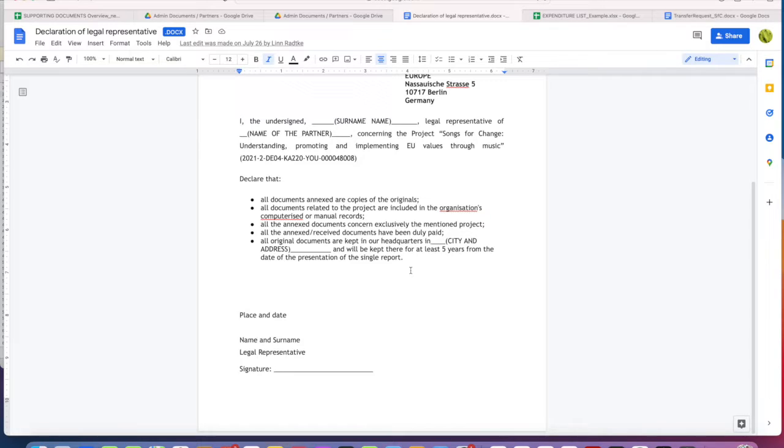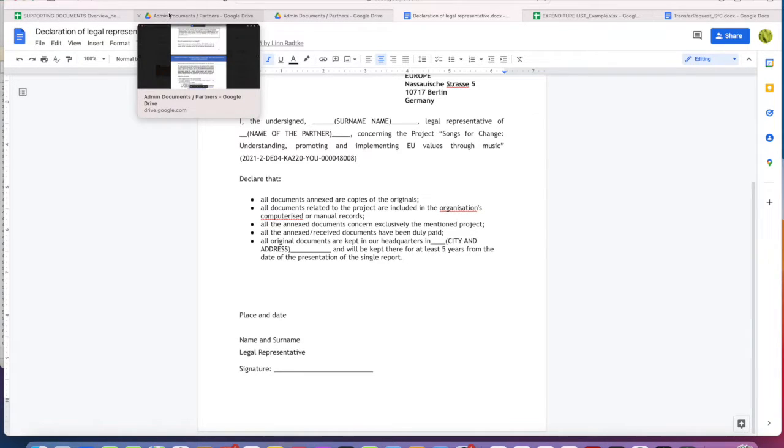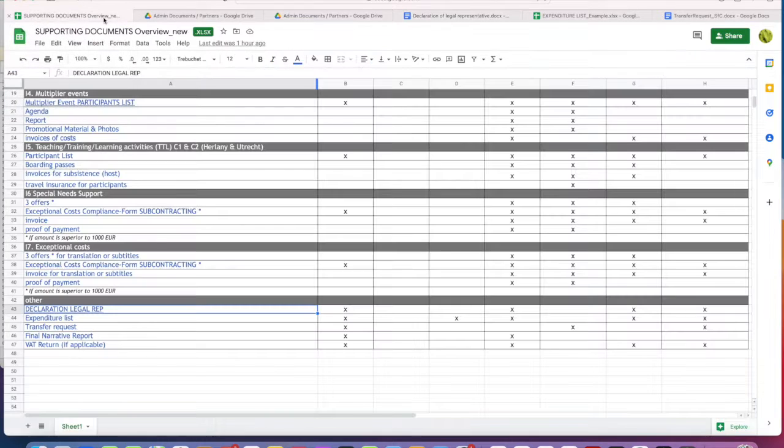originals, that you will keep as an organization all the documents related to the project during 5 years at your premises, that all the documents handed in are, as I said, originals and correct. Basically the legal rep declares hereby that all the documents are in order and will be kept at your organization, because of course there's always the possibility of an inspection.